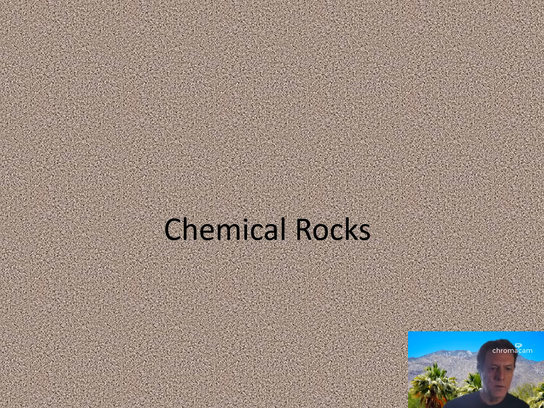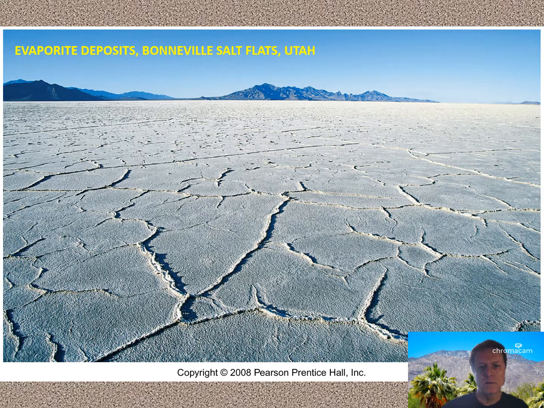A different type of sedimentary rock would be a chemical rock. As you might imagine, a chemical rock is a rock made primarily from chemical processes. So here's a special type of chemical sedimentary rock we call an evaporite. An evaporite is formed from evaporation.